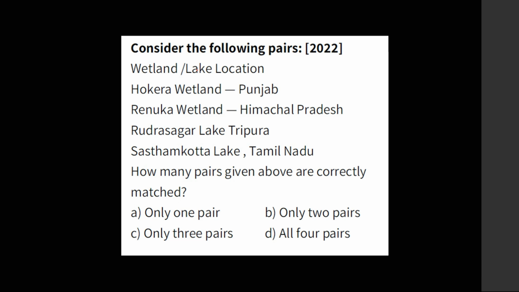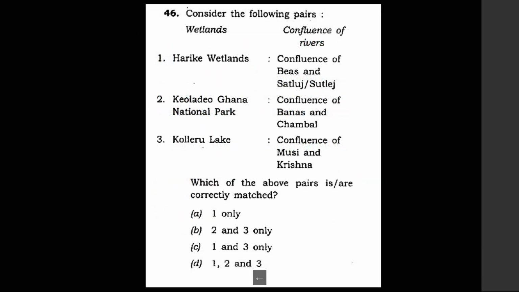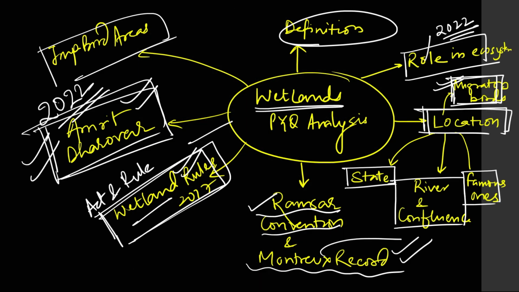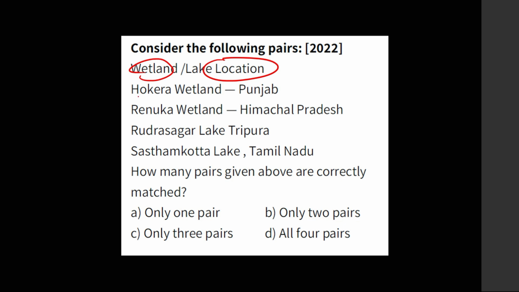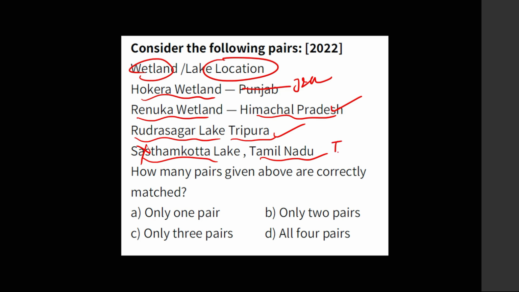Next, you see questions have come on wetlands and location. As I told you, a lot of questions have come on wetlands and location. You see, mostly location based questions have come. Wetlands and states, wetlands and rivers, and famous wetlands. Okay, so I will be giving you the entire list of famous wetlands. You can see here Hokera wetland, it is basically in J&K, then Renuka wetland, Himachal, Rudrasagar wetland, Tripura, this is also correct, this is also correct. Sasthamkotta wetland, Tamil Nadu, this is incorrect. It is Kerala, sorry. It is Kerala. So the answer was only 2.